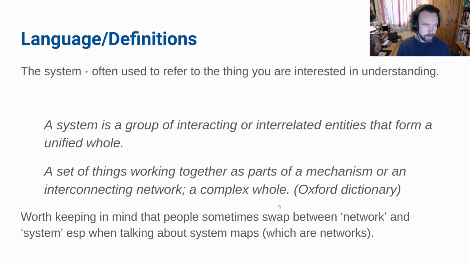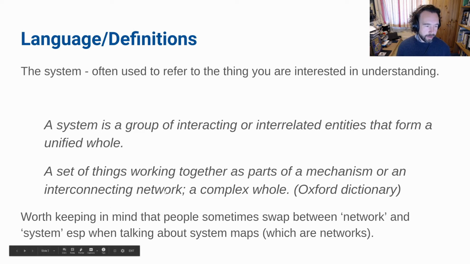Or from the Oxford Dictionary, the one at the bottom, a set of things working together as part of a mechanism or an interconnecting network, a complex whole. So the commonality between these two definitions is that it's a collection of interrelated entities that together form some kind of whole, and that whole is the thing that you're interested in. So it could be a service provision, an organisation, or anything really, from biological systems right up to societal systems.